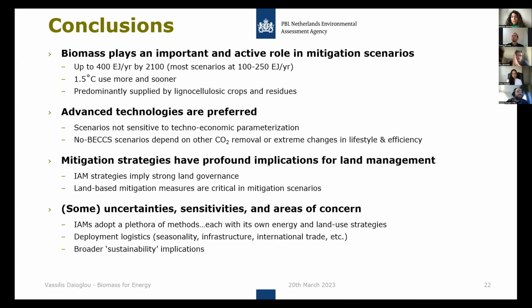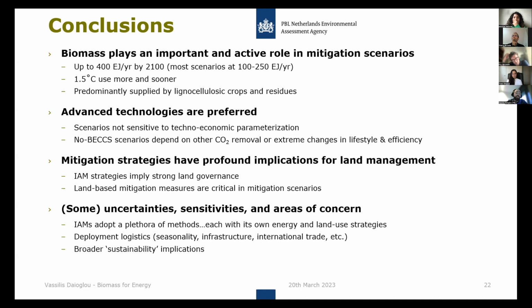And then there are just some of the uncertainties, sensitivities, and areas of concern. Again, I stress, there are many more beyond this list. IAMs adopt a plethora of methods, each with its own energy and land use strategy. So I tried to illustrate a little bit how these methods may vary and the different outcomes that they may produce. IAMs typically do not take into account deployment logistics, which may be very important. So seasonality, infrastructure, and international trade.